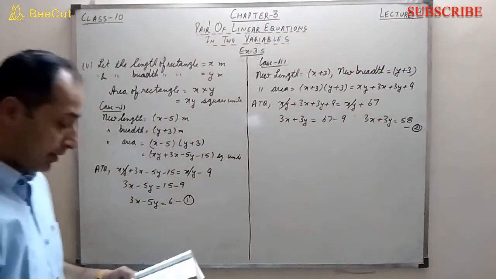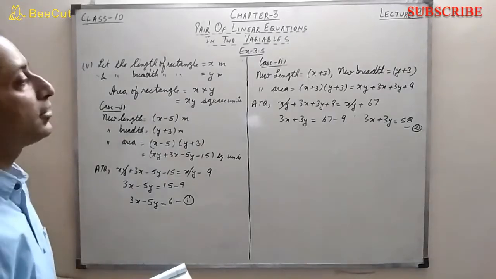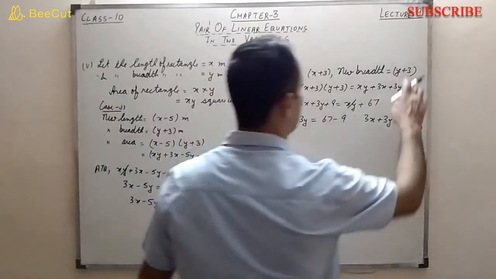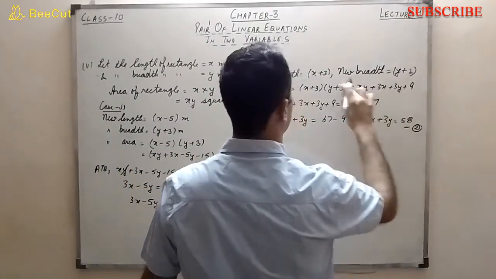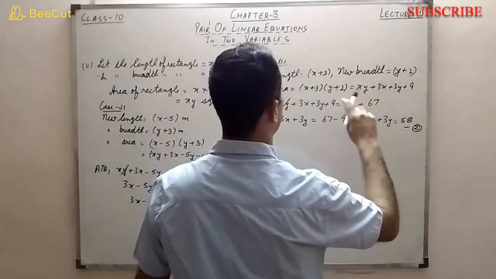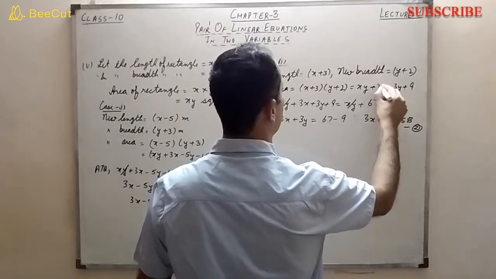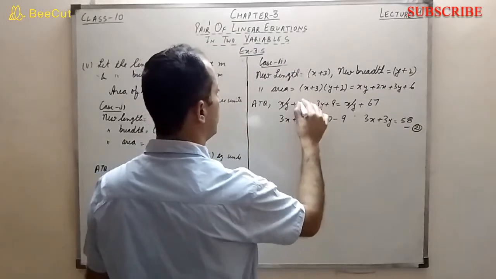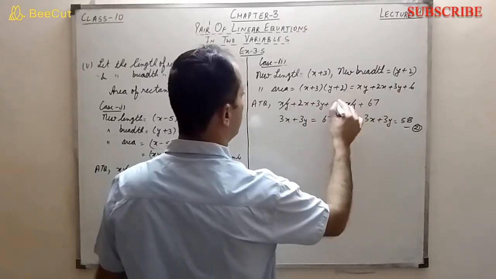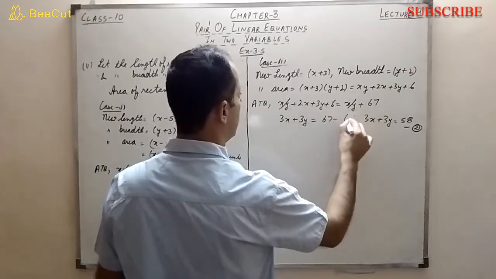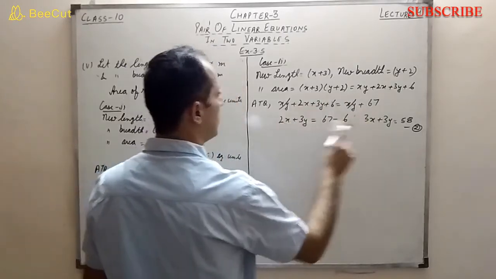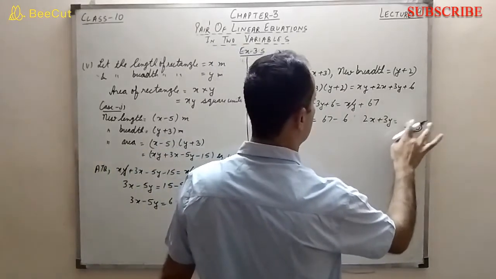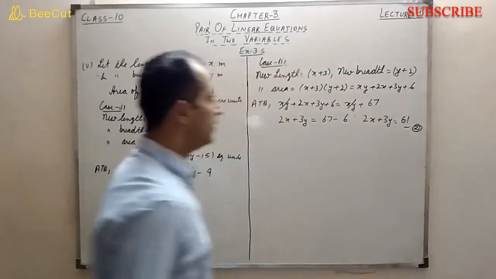Now what we have to do, sorry, there's a slight mistake here. The new breadth is increased by 2 units. So this is 2 here, so this will be 2x, and this is 6. Again, this is 2x, and this is 6. So 2x, and this is 61. So let's check it again.